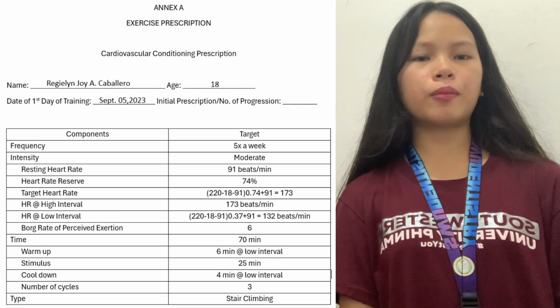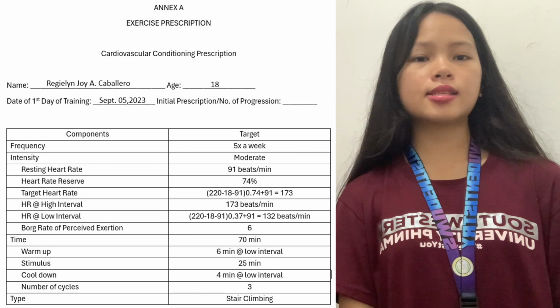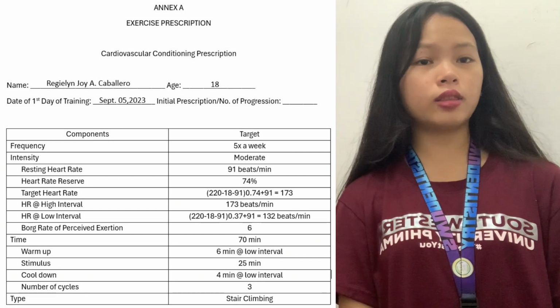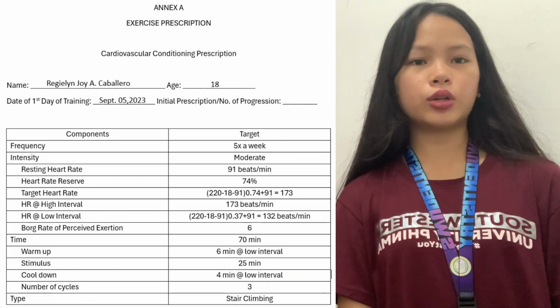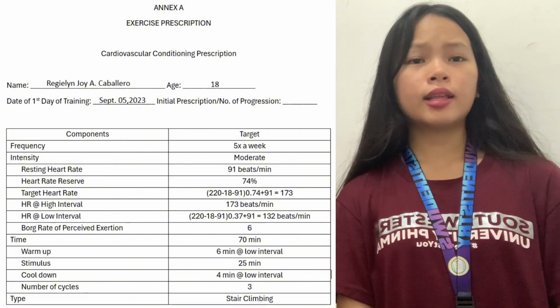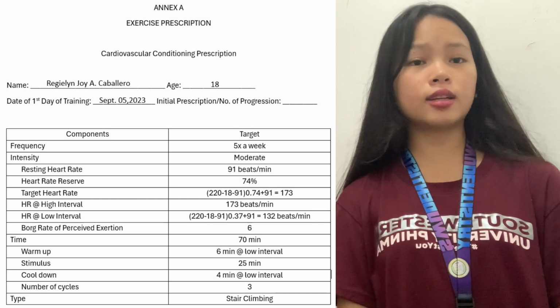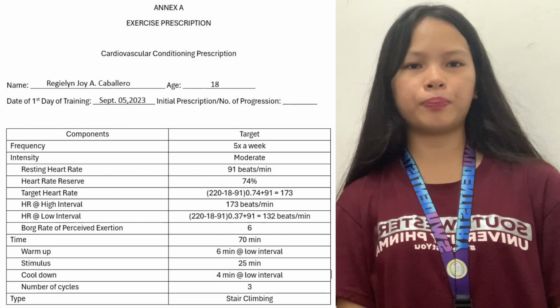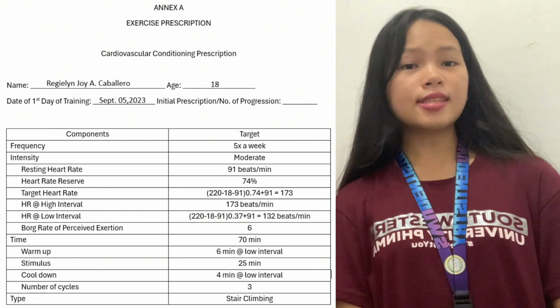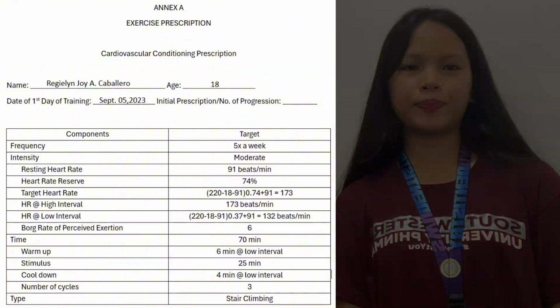Let's proceed to the number of cycles. So, for the number of cycles, it is how many times you will do it for a day. It's either 2 times a day or 3 times a day, and so on. Next, for the type, you can choose one type of cardiovascular exercise you're going to perform. And that's all for the cardiovascular conditioning prescription form.